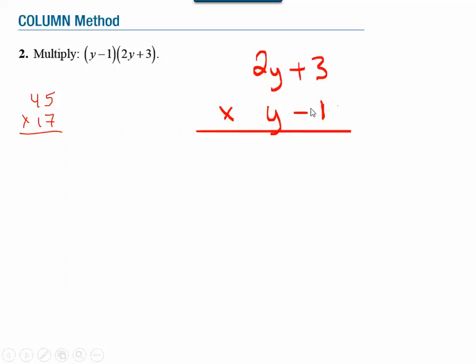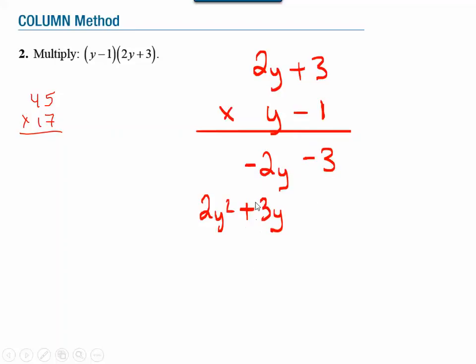So -1 times 3 is -3. Then we go to the next step, which is this one here. 2y times -1, -2y. And once that is done, then we start going to the next level here, which is that y. So 3 times y. And we're going to write it underneath here. Some students put a little 0 here. That's fine too, like a placeholder, exactly what you would do with multiplication. And y times 2y makes 2y squared.